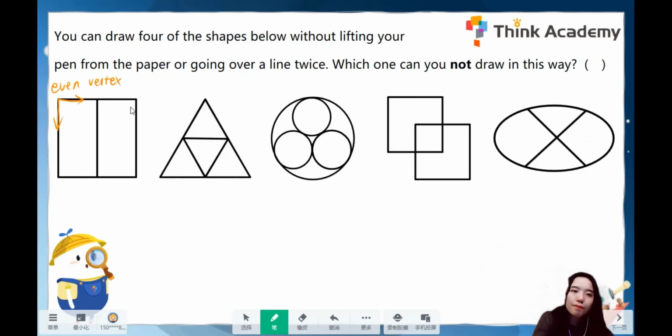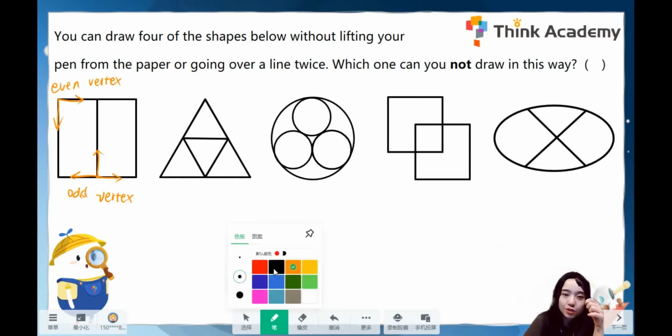If from one point there are 3 lines, or 1 line, or 5 lines, there are an odd number of lines stretching to different directions. We call this vertex an odd vertex. The odd and the even refer to the number of strings starting from the point, and they extend to different directions. Now let's see, in a single string, how many odd vertices are here?